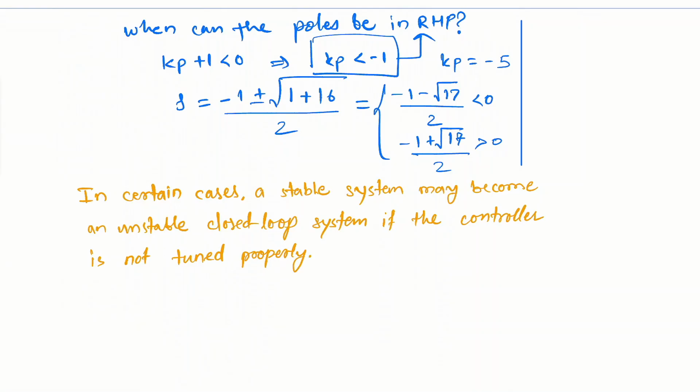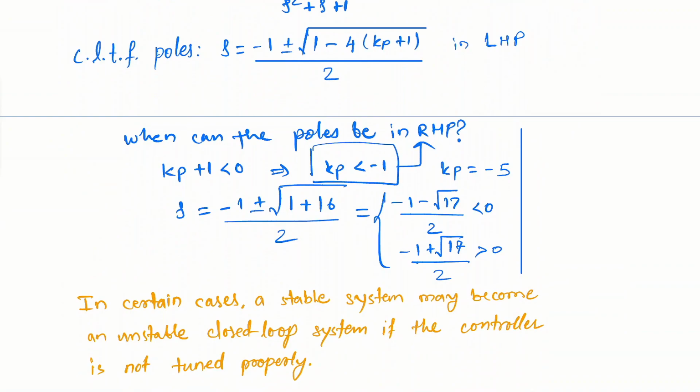So what I mean by controller tuned properly is ensuring that your closed loop system is stable. So Kp less than minus 1 for stability. Oh, sorry. Kp greater than minus 1 for stability, since Kp less than minus 1 would result in the poles being in RHP.